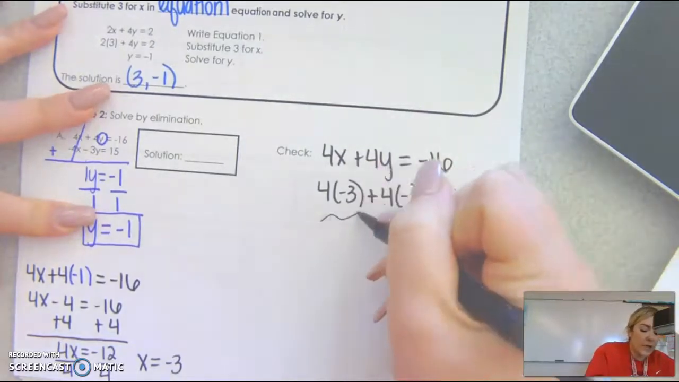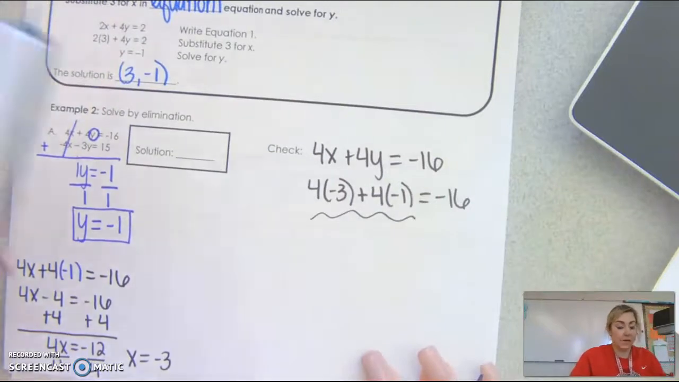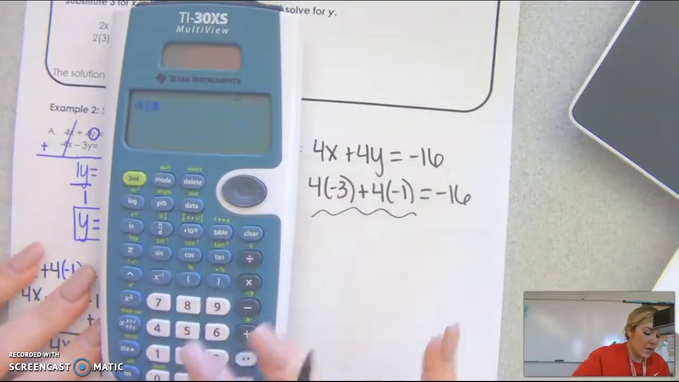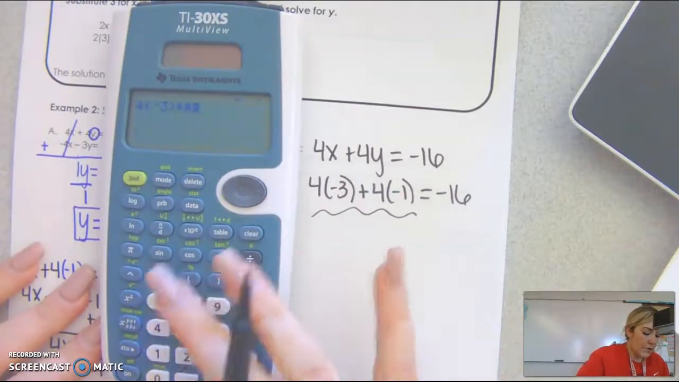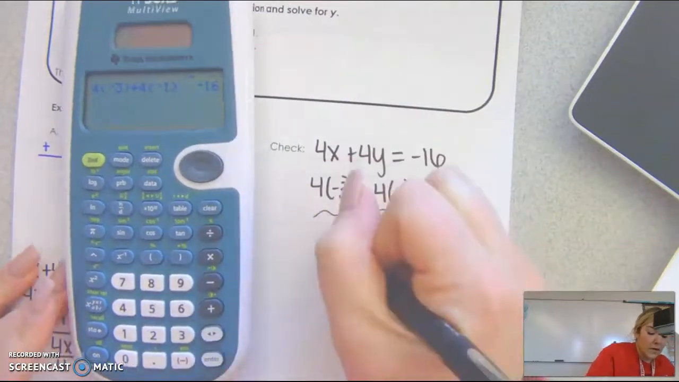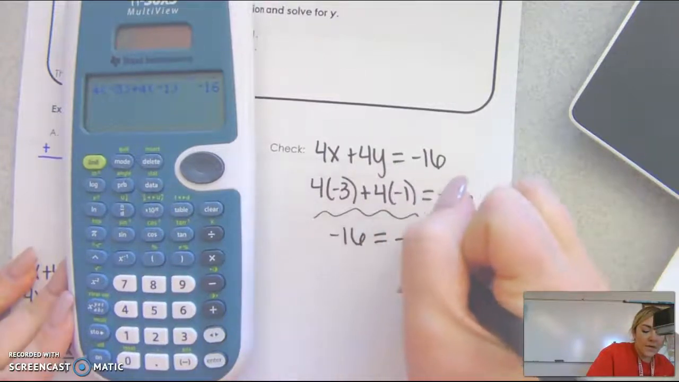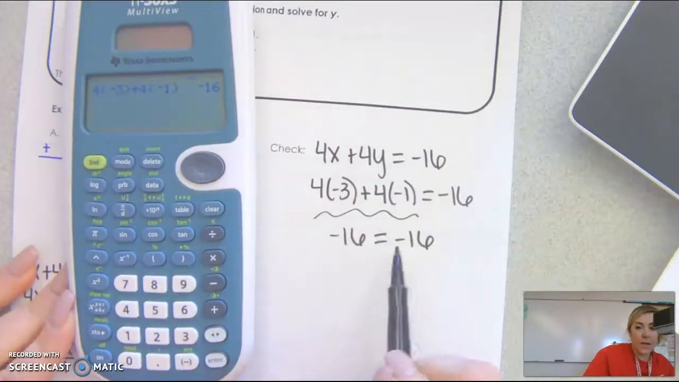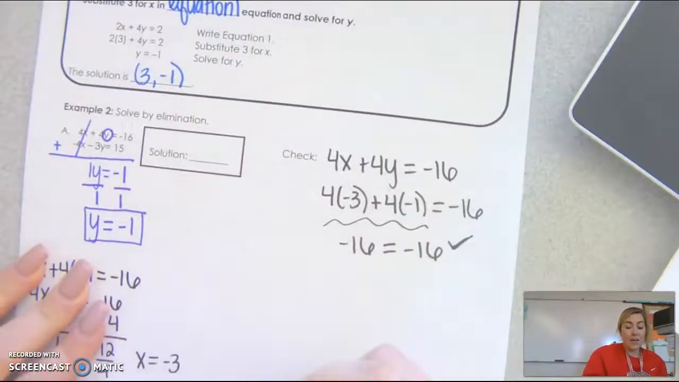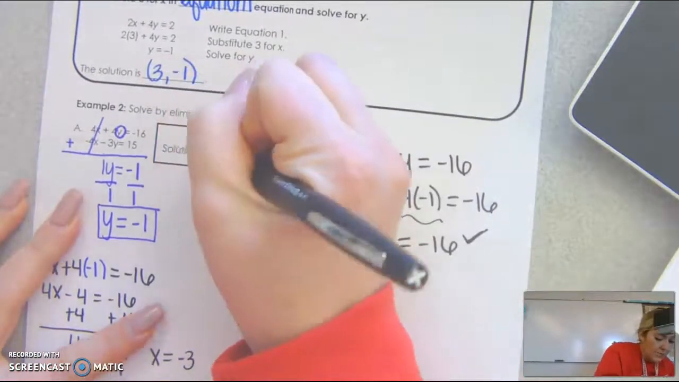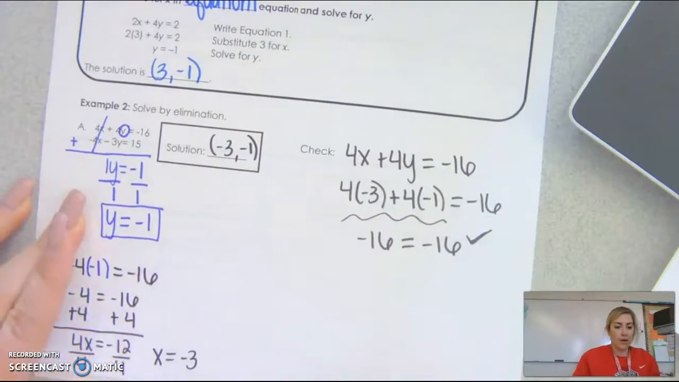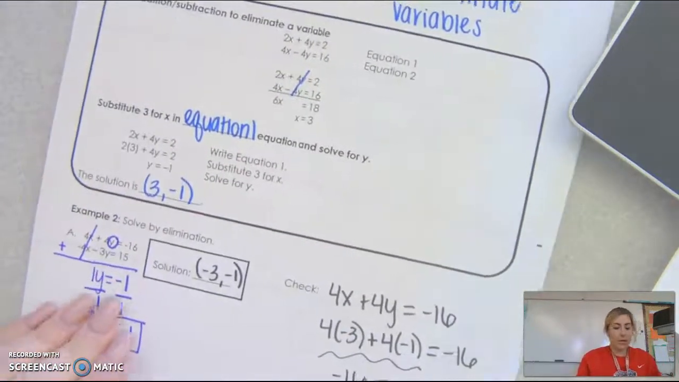Now if I wanted to, I could just plug this part into my calculator and see what I get. So I'm going to take my calculator, and I'm going to do 4 times negative 3 plus 4 times negative 1, and I get negative 16. So I have negative 16 equals negative 16. My left side matches my right side. Ooh, check, so I know I did it right. So my solution to this problem is negative 3, negative 1. Let's keep doing some more examples.